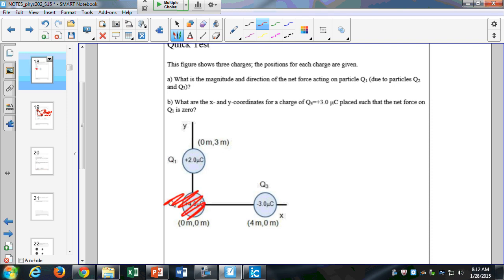So let's just get rid of Q2. So let's look at part A, and then that should take us to the end. And then we'll look at part B next time, I think. All right, so what are the magnitude and direction of the net force acting on particle Q1 due to particle Q3? And then also I want to know not just the magnitude and direction, that comes pretty quickly, but I also want to know this expressed in vector notation.